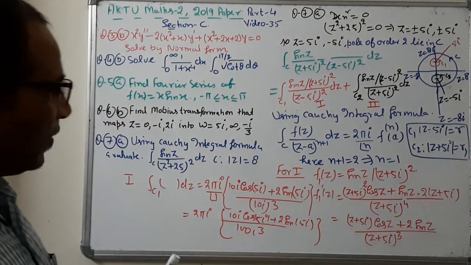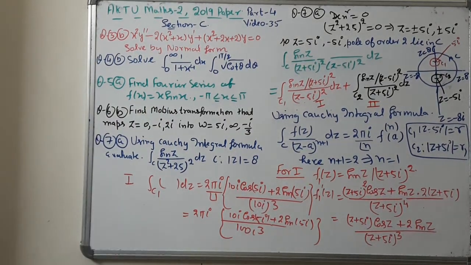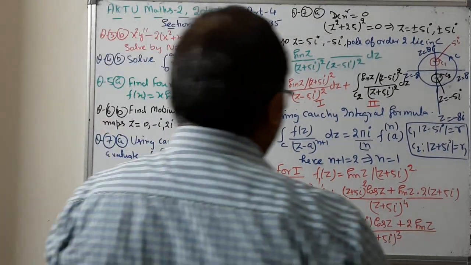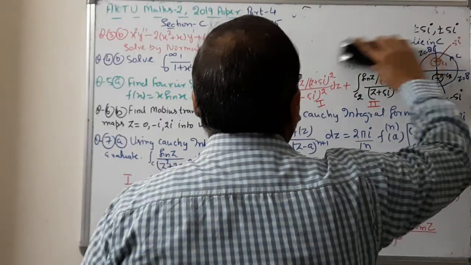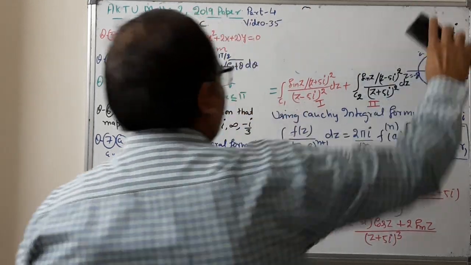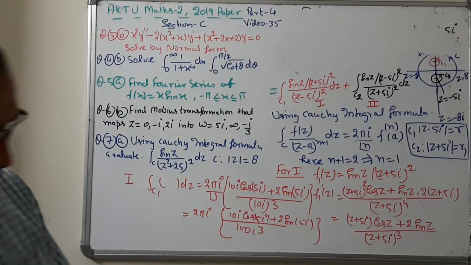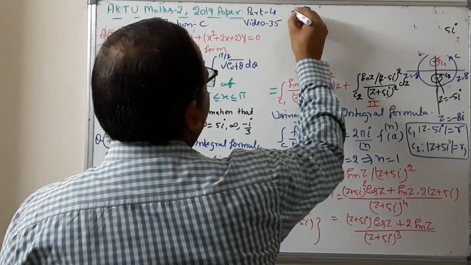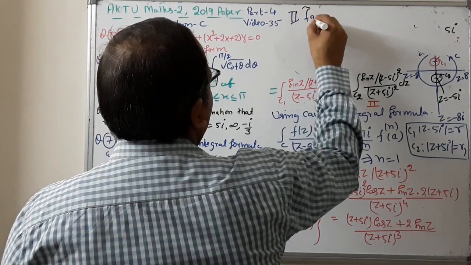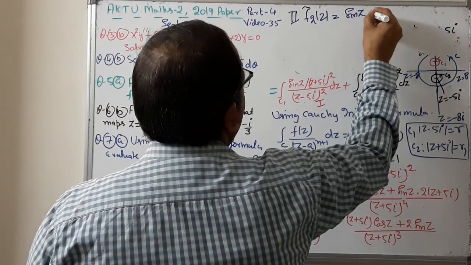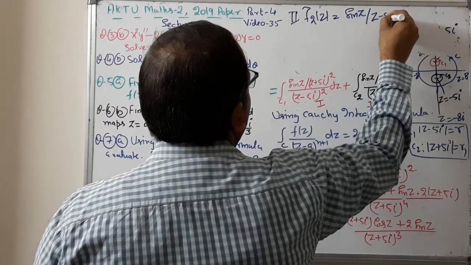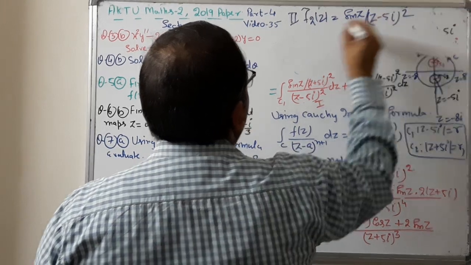Now we have to find out the value of C2. What is the value of C2? In this case, we take f2(z). What is the value of f2(z)? f2(z), the second part, right? So f2(z) is equal to sin of z upon (z minus 5i) to the power 2.